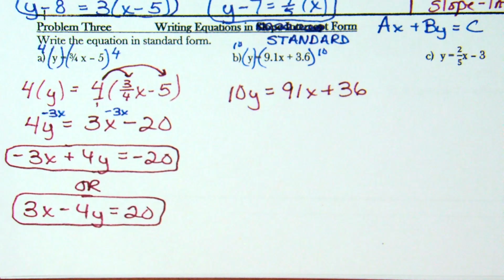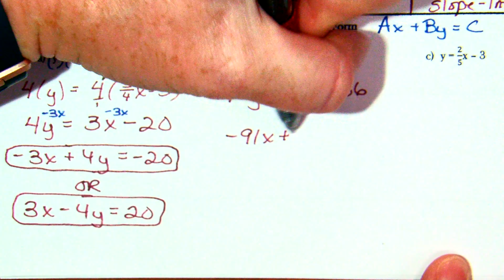Now do I have ax plus by equals c? Yes. This could be a final answer, or what's another final answer? 91x minus 10y. Okay, change every sign, yes? So 91x minus 10y equals what kind of 36? Positive 36. Okay.